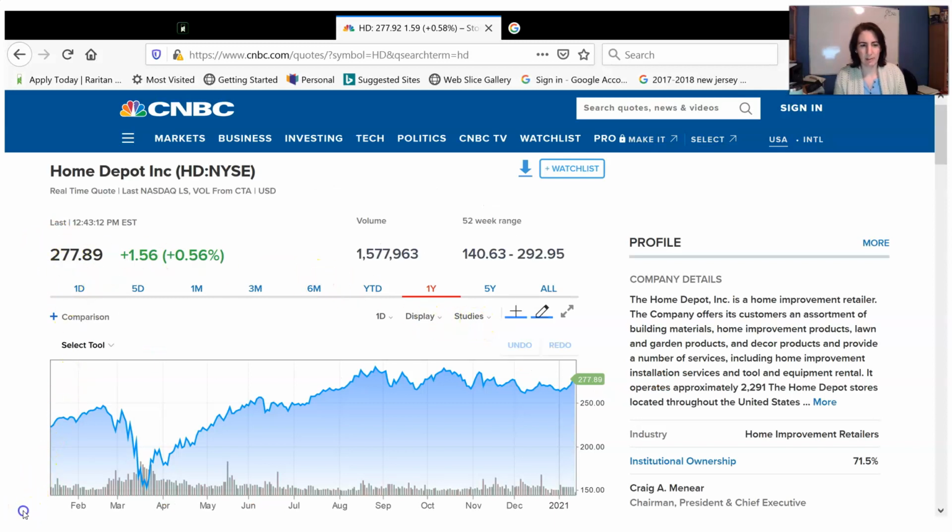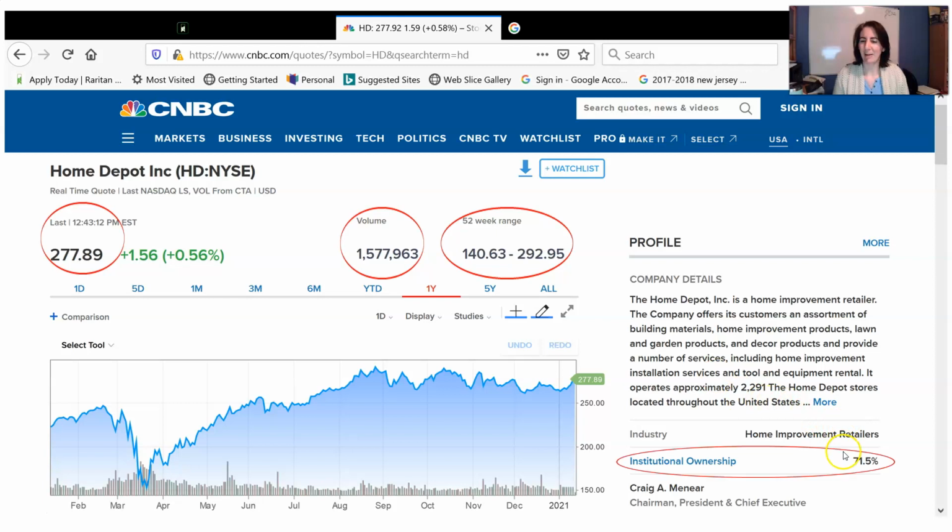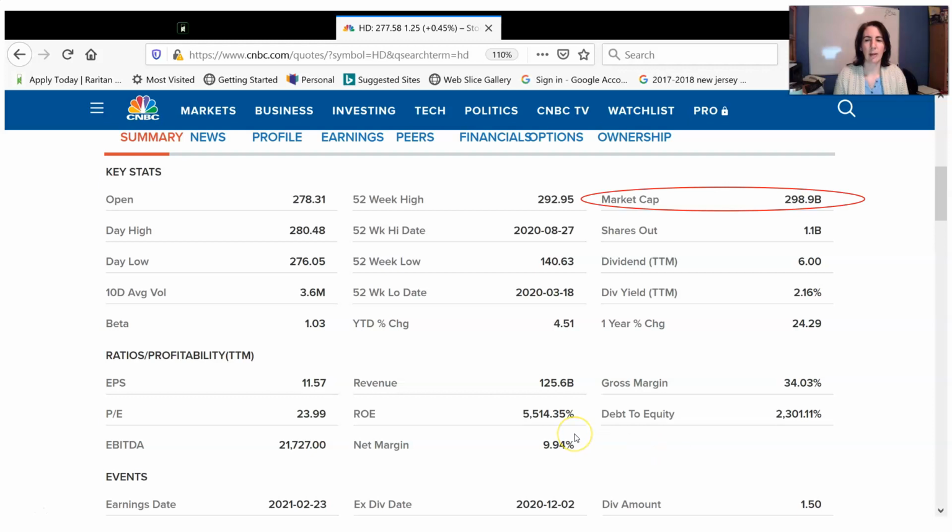Let me pause this. The date of this screenshot, that 277.89 is the price per share. Pretty high, right? The volume being traded, 1.57 million, well, 58 million. The lows and the highs of the last year, 140 to 292. I definitely took this screenshot last year because numbers are way down now. And institutional ownership. I just want to hit some of the things that they show you on here. Institutional ownership is how much of it is owned by things like mutual funds rather than individual shareholders.